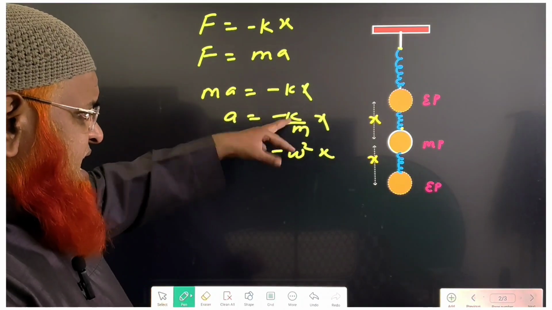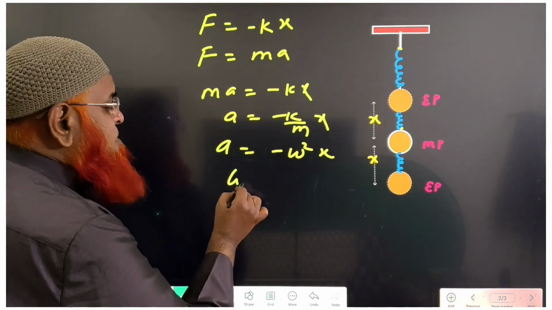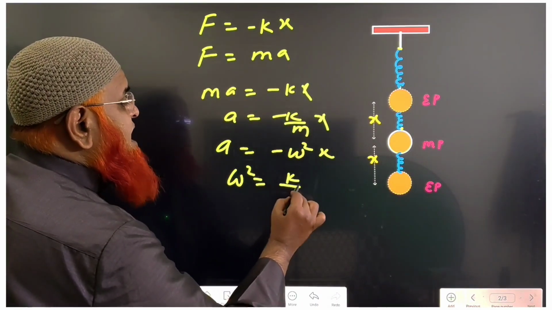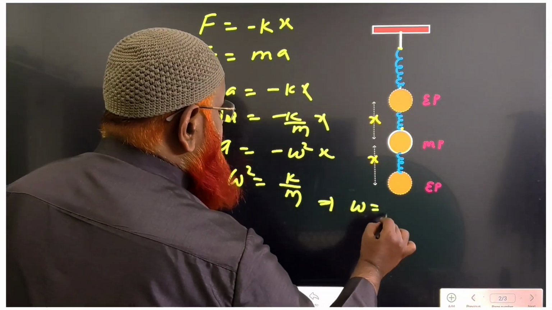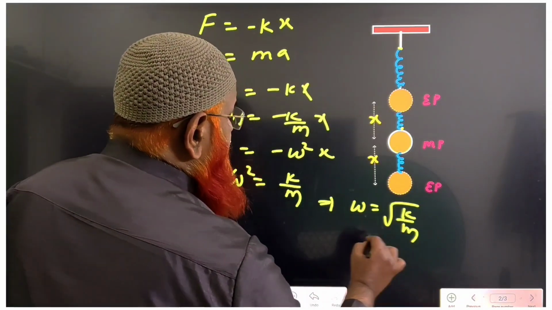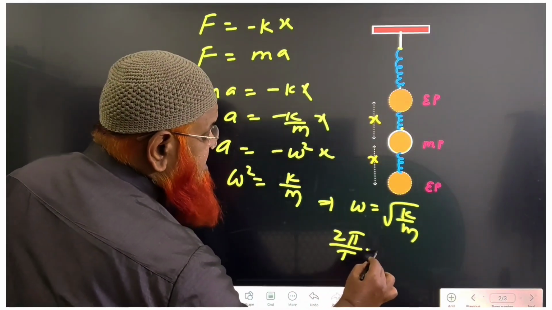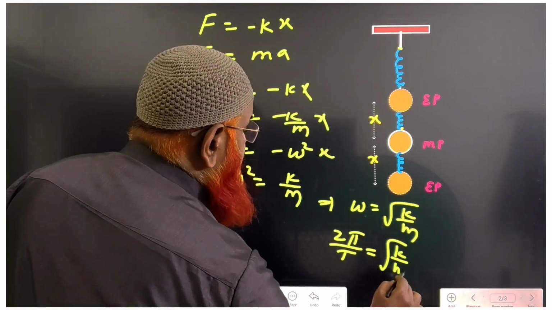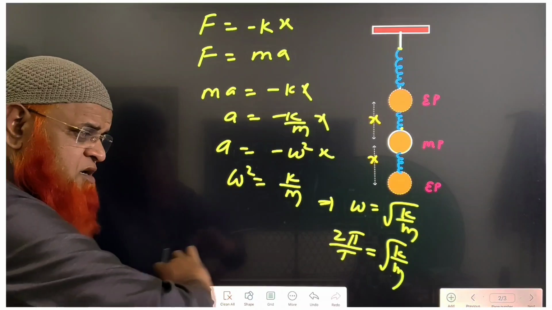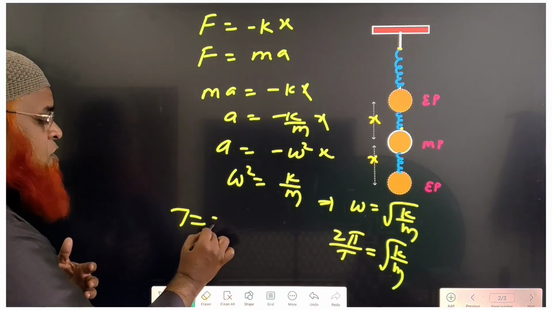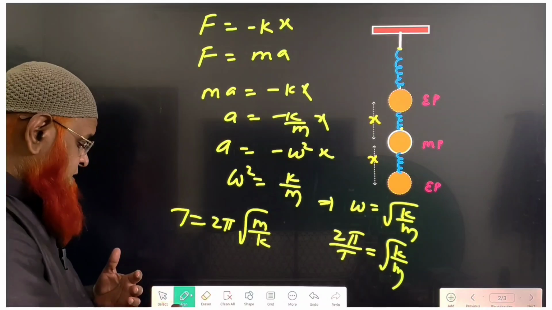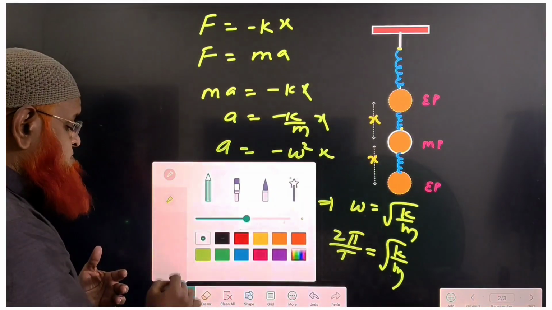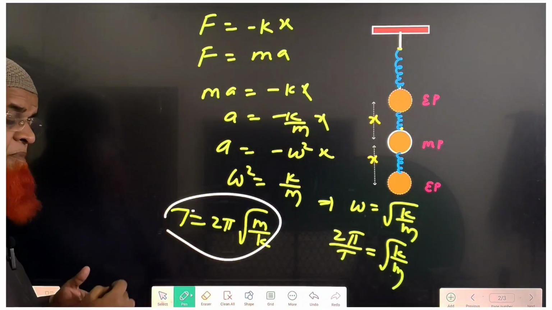Make them equal again, then what are you going to get? Omega square is equal to k by m. Therefore, omega is equal to root of k by m. You know omega is nothing but 2 pi by capital T, which is nothing but root of k by m. So you make it reciprocal and do the cross product, you'll be getting T is equal to 2 pi root of m by k. That's it. This is going to be the time period of simple pendulum oscillation.